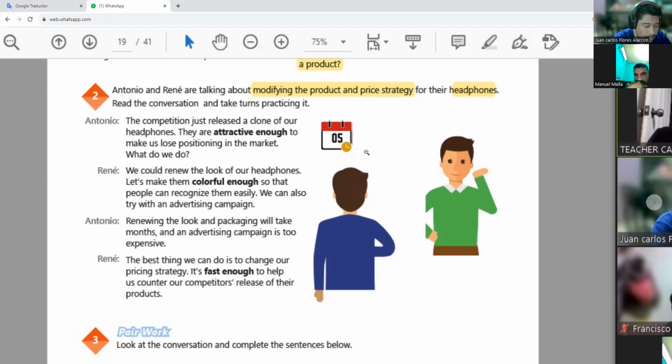Renewing the look and packaging will take months, and an advertising campaign is too expensive. The best thing we can do is to change our pricing strategy. It's fast enough to help us counter our competitors' release of their products. Okay.